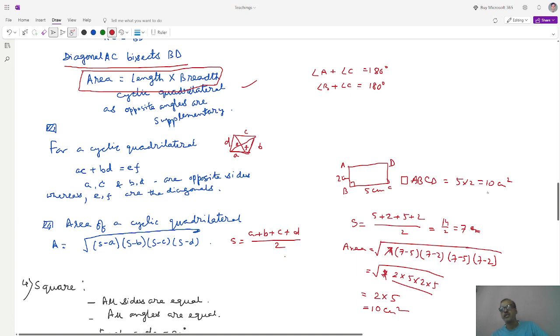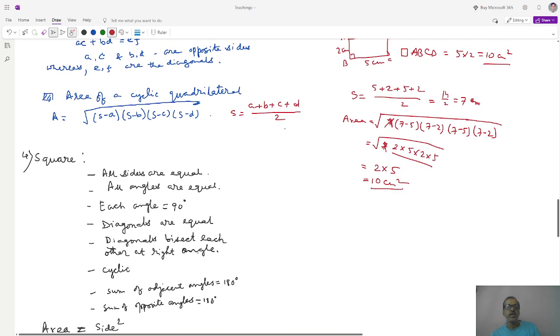So these two are the same. So in this way, we can also find the area of any cyclic quadrilateral. The formula is area equals root over S minus A into S minus B into S minus C into S minus D.